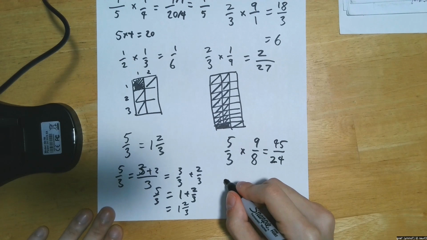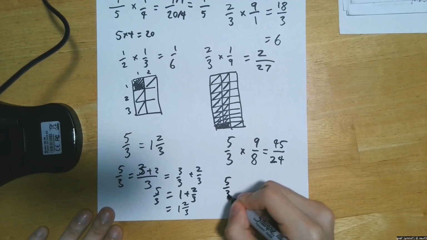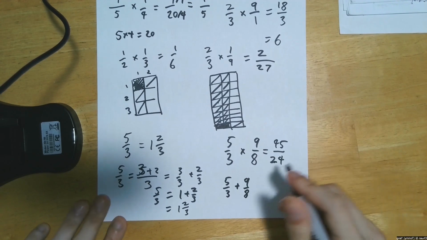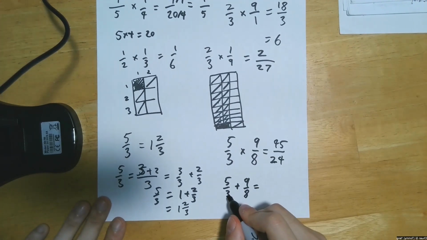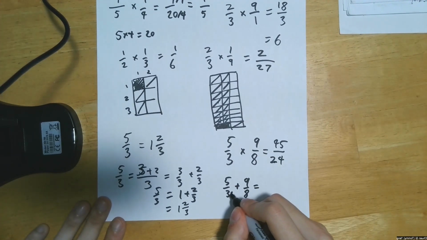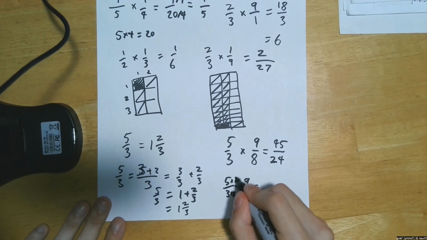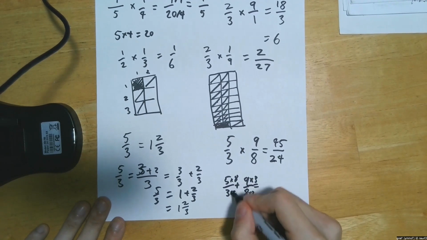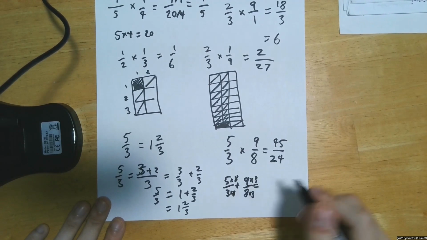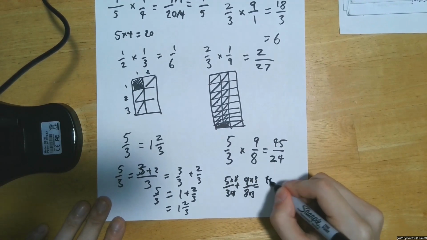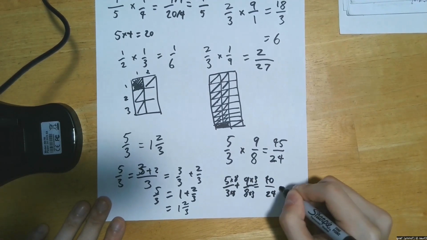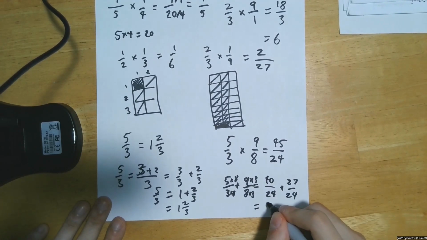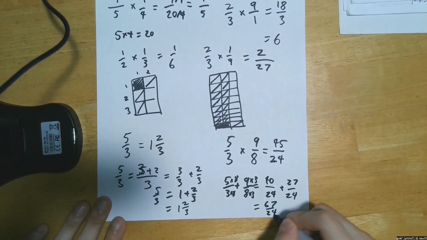But there's also problems where, let's say, you're going to add them together, like 5 over 3 plus 9 over 8. And this is going to be a bit tricky, but how you can do this is you can multiply 3 by 8 over here, and 8 by 3 over this part. This is the same because you're multiplying the top and bottom by the same number. So what you're going to get is 40 over 24 plus 27 over 24. The answer is going to be 67 over 24.